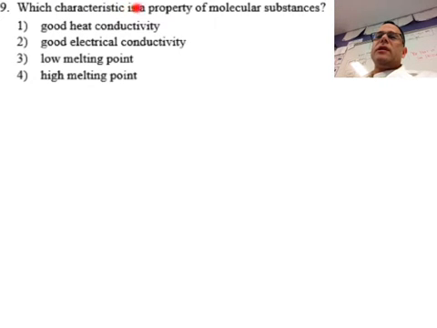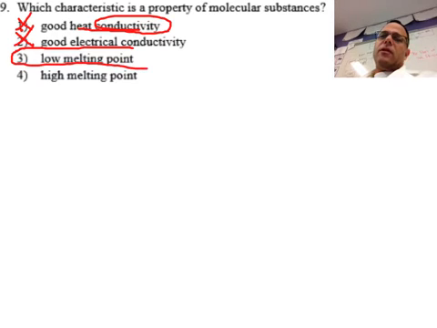Number 9, which characteristic is a property of a molecular substance, a covalently bonded substance? Are they good heat conductors? No. That is false. Are they good electrical conductors? Well, if they're not a good heat conductor, focus on conductor, if it's not a good heat conductor, it's not a good electrical conductor. Does it have a low melting point? Well, ionically bonded substances had high melting points, so covalent bonds have low melting points. So again, high melting point goes with ionic substances.